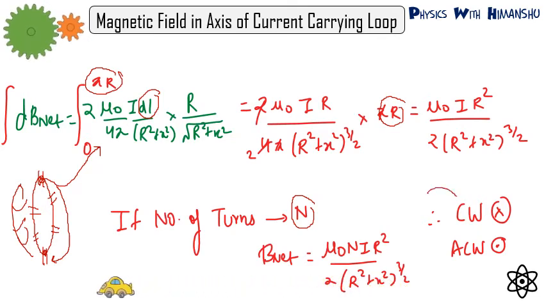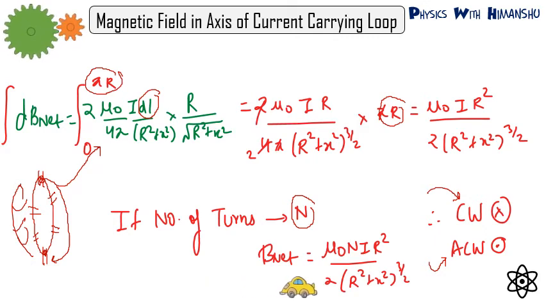And remember this thing, if the current is clockwise, then the magnetic field at center will be inwards. If the current is anti-clockwise, the magnetic field at the center will be outwards. Please remember this derivation, and if you have any doubt, please send it to me, because this derivation is very, very, very important.